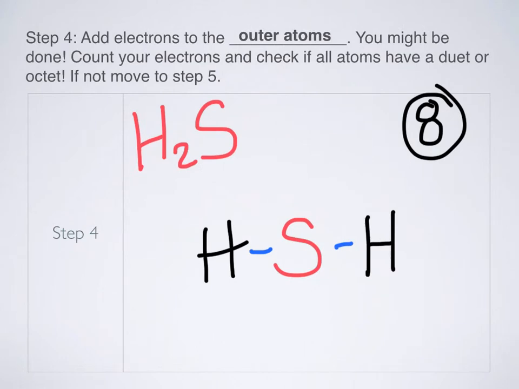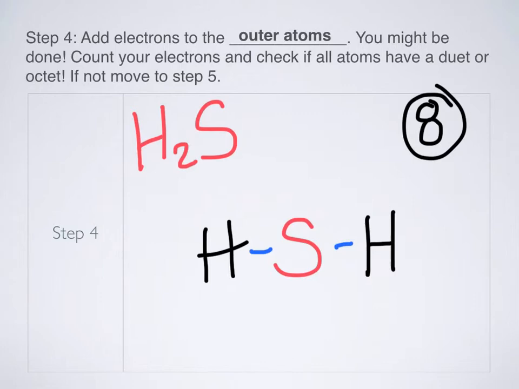So what does step 4 say? Add electrons to your outer atoms. You might be done. Okay, so again, hydrogen is fine with 2 electrons, and it has that. So you will never, and please don't draw this in because this would be incorrect, you'll never see hydrogen surrounded by electrons like this or like this. That is considered extremely incorrect because hydrogen doesn't want to have more than 2 electrons, so it cannot possibly have an octet.